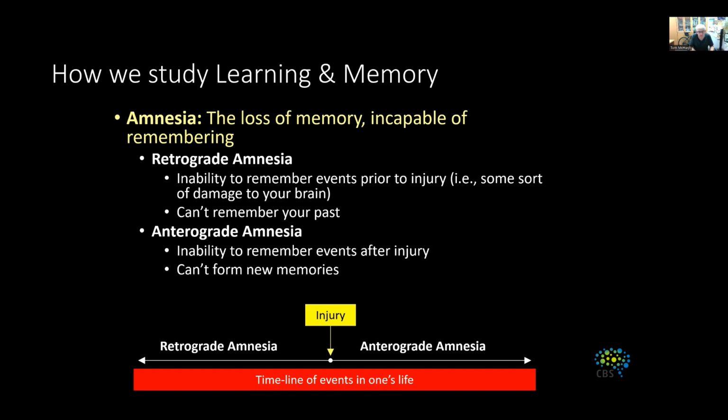And more severe is often what we call anterograde amnesia. And that's where an injury actually damages the brain such that the individual can't form new memories going forward. So the relative position of the amnesia to the time of the injury or insult is what defines whether the impact is retrograde or anterograde.